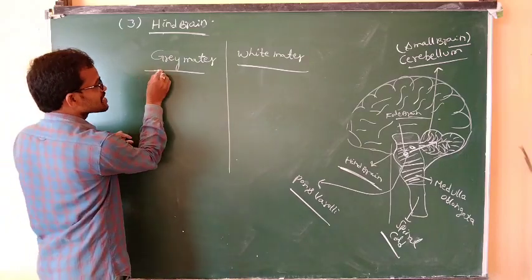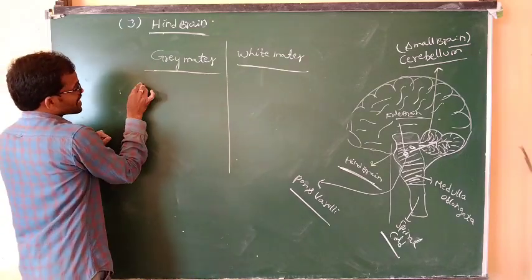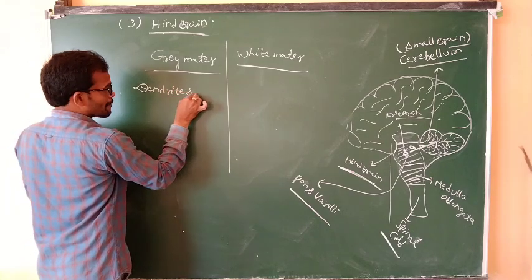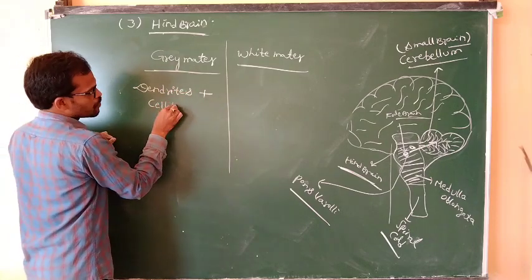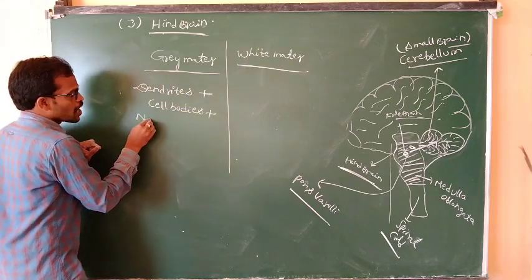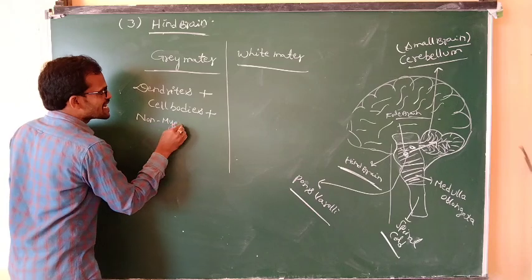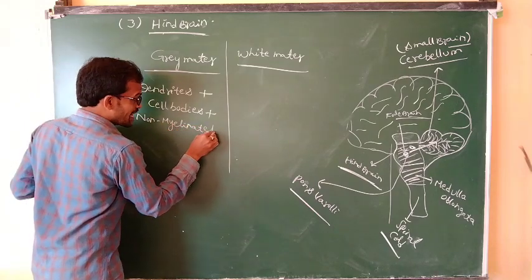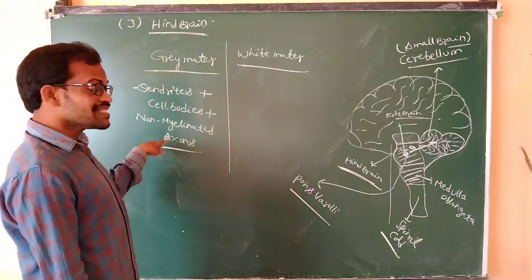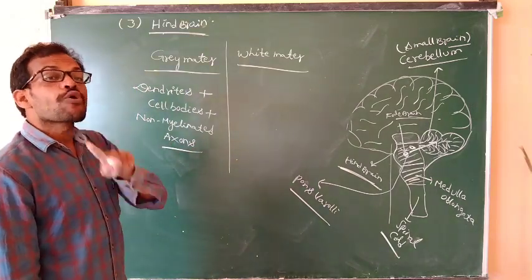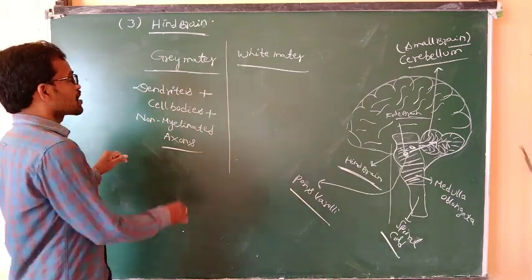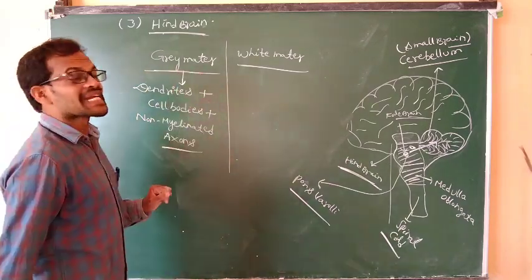Gray matter means dendrites plus cell bodies plus non-myelinated axons. The axons are without myelin sheath, plus cell body, plus dendrites. That is nothing but gray matter.